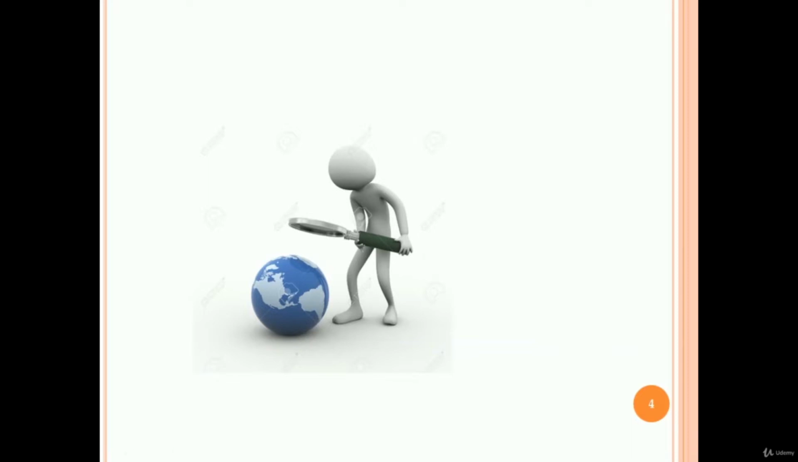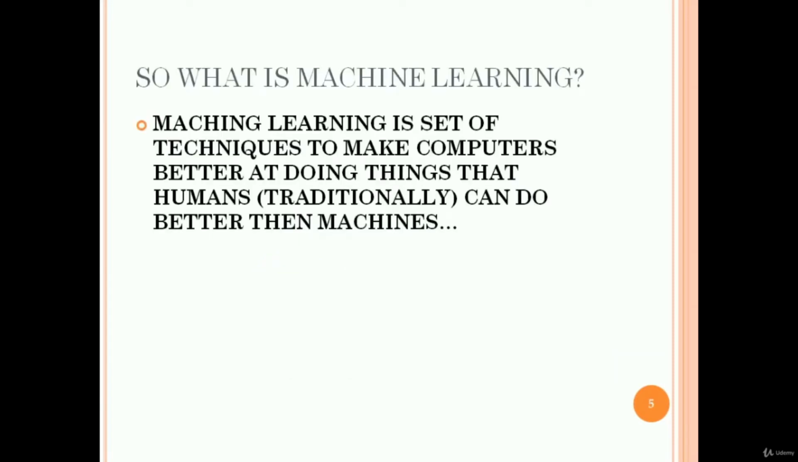So guys, as we have seen, computers are very efficient and much faster than humans at some tasks. So we require machines to learn things as humans do. So what does machine learning actually mean? Machine learning is a set of techniques to make computers better at doing things that humans traditionally can do better than machines. In other words, I can simply say that it is a technique to teach a machine, or a machine can learn things as humans do.